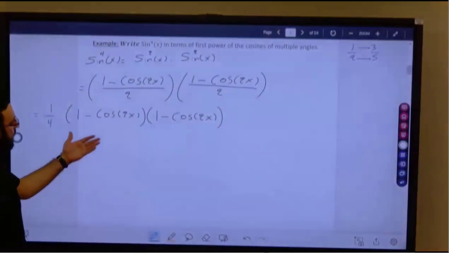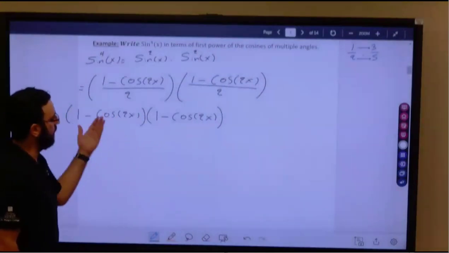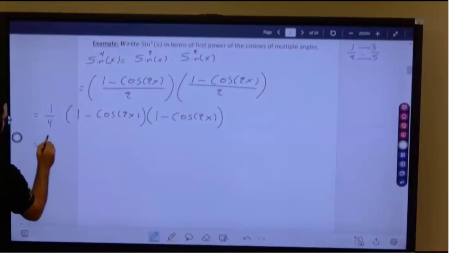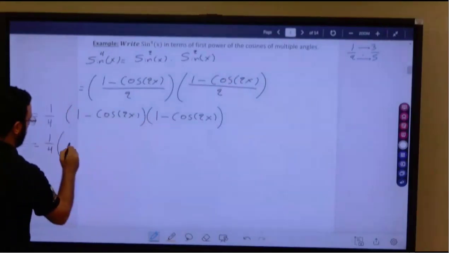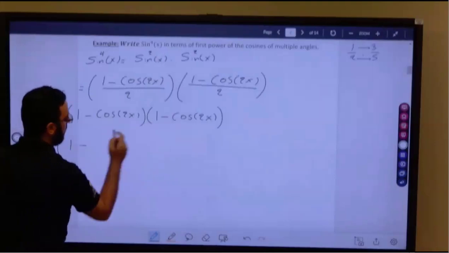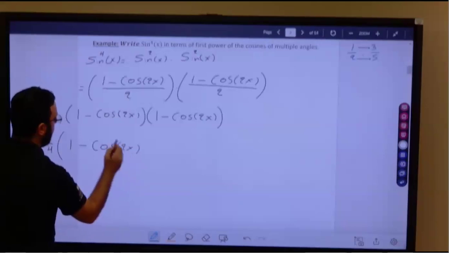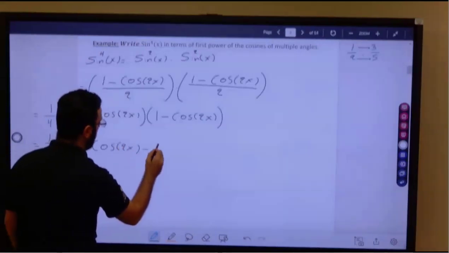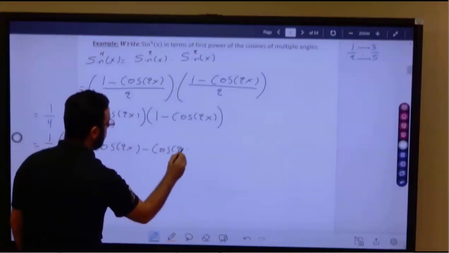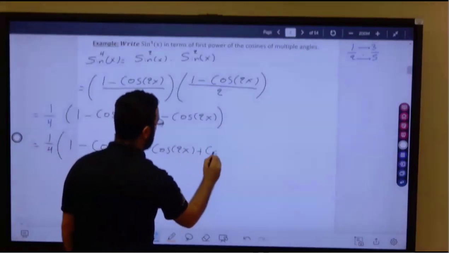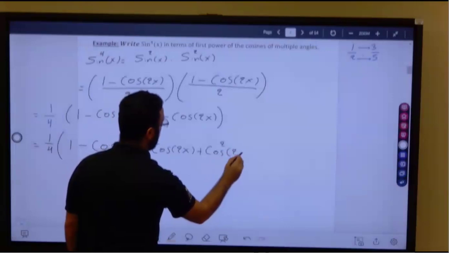How are we going to multiply two binomials? With FOIL. So 1 times 1, so I'm going to write 1 over 4, open the parentheses, 1 times 1 is going to be 1. 1 times minus cosine 2x. And again, minus cosine 2x. Cosine times cosine will be plus cosine squared 2x.